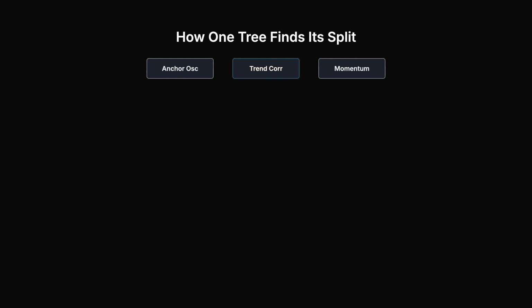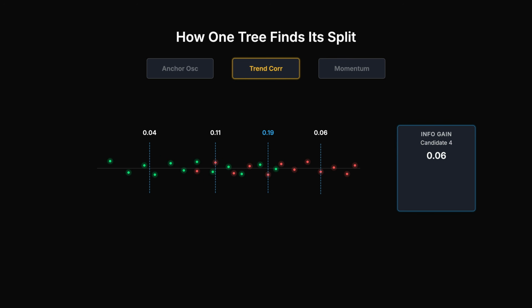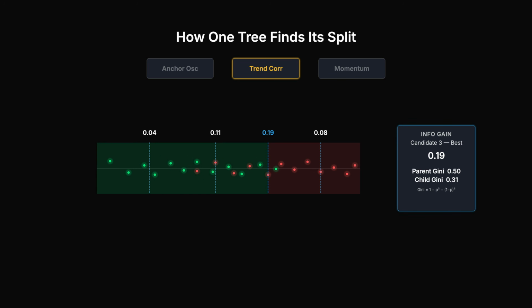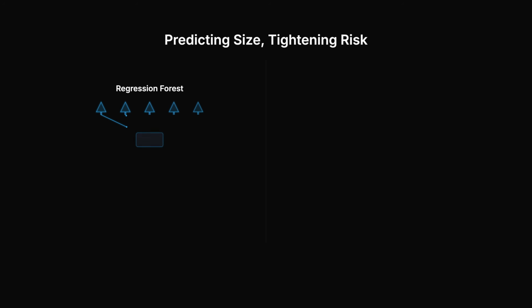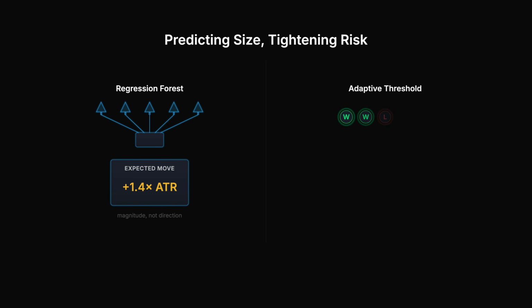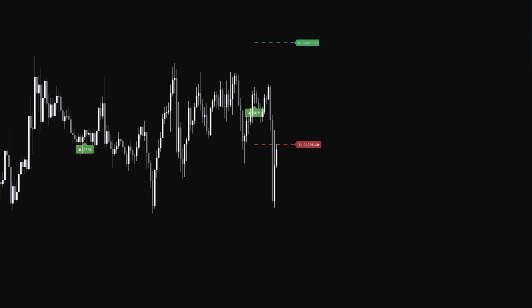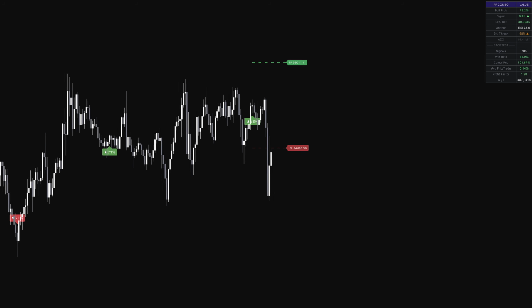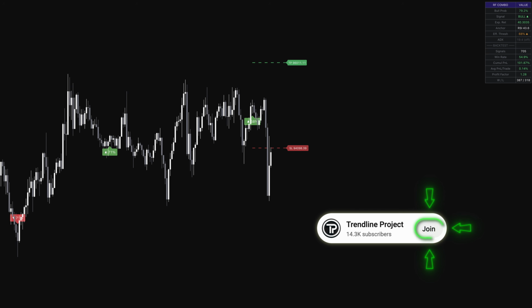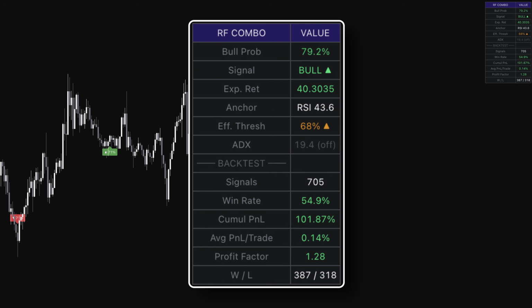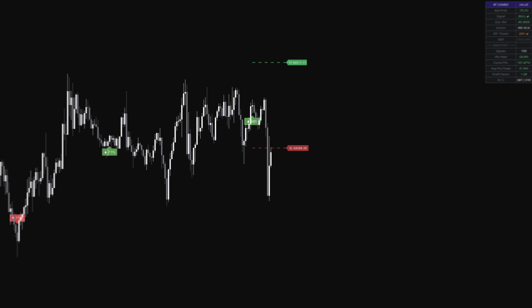Each tree picks a random feature and searches several candidate thresholds, keeping the split that maximizes information gain measured by Gini impurity, which is the same criterion the standard machine learning libraries use. A separate regression forest predicts expected move size, and an adaptive threshold quietly tightens the conviction required after a run of losing signals. It is closer to a standalone system than the previous two, because it produces directional signals with probabilities and plots its own targets and stops, and it carries a built-in backtest table. That same table is exactly where you should set your expectations honestly before trusting it live.